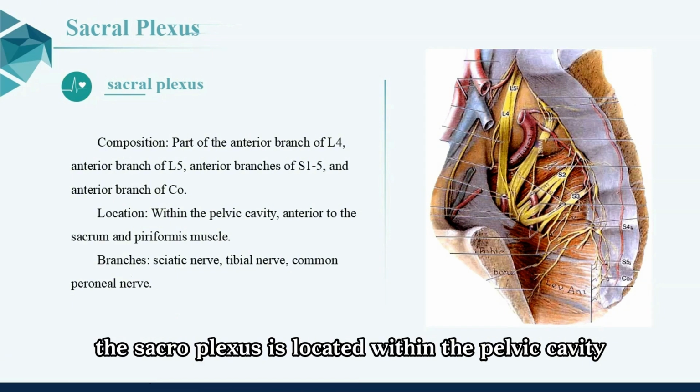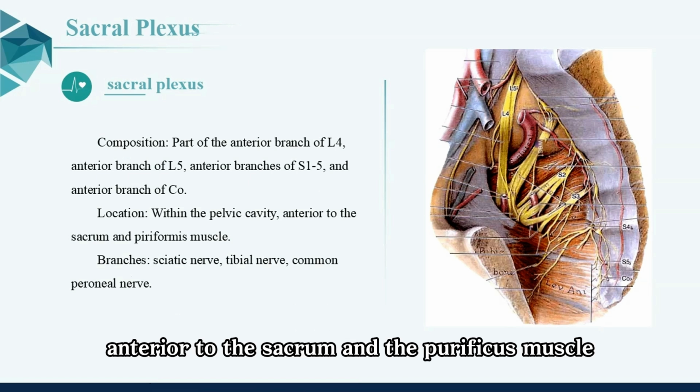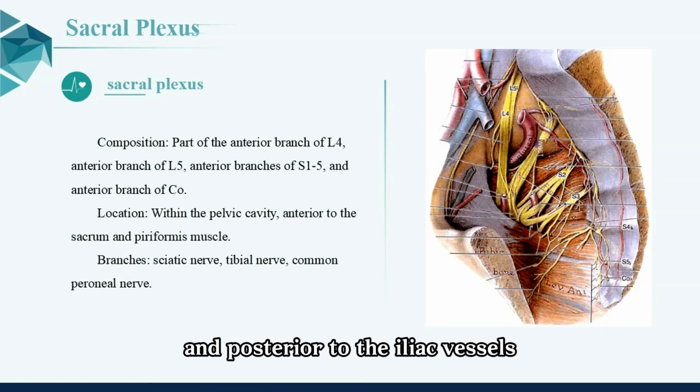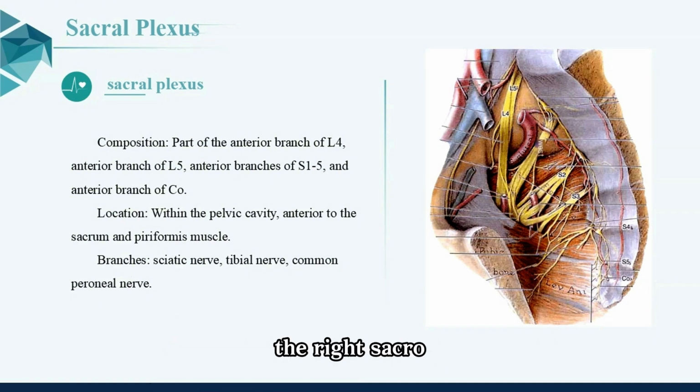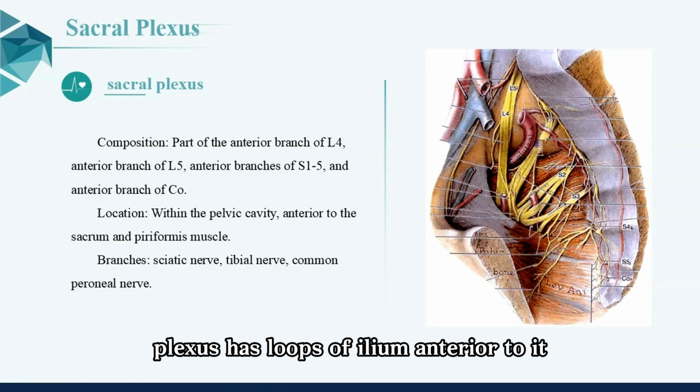The sacral plexus is located within the pelvic cavity, anterior to the sacrum and the piriformis muscle, and posterior to the iliac vessels. The left sacral plexus has the sigmoid colon anterior to it. The right sacral plexus has loops of ileum anterior to it.